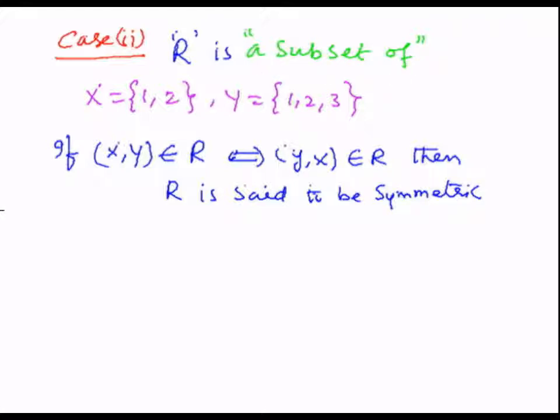So here x is a subset of y, that implies the elements of x, 1 comma 2, is a subset of the elements of y, 1 comma 2 comma 3. So here the elements in the first set, that is 1 comma 2, are also present in the second set, therefore x is a subset of y, so here it holds good.